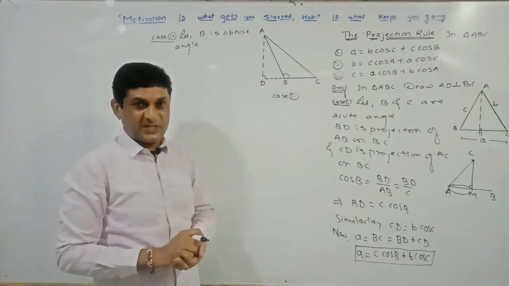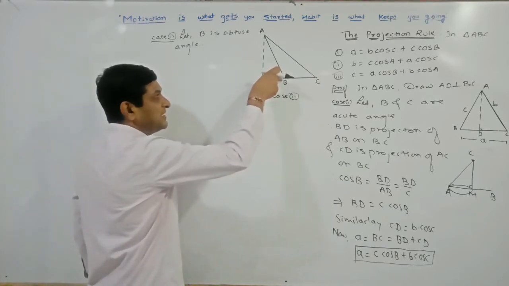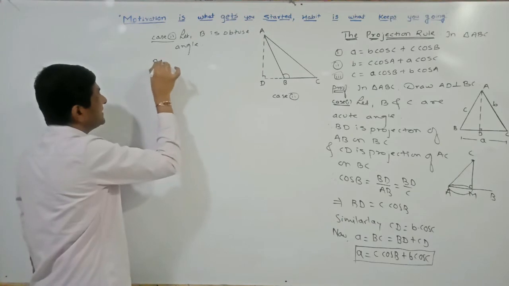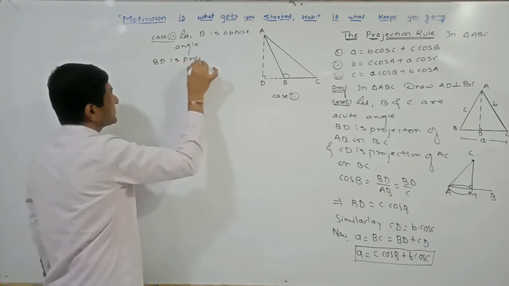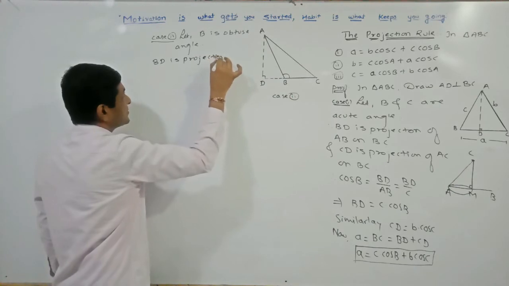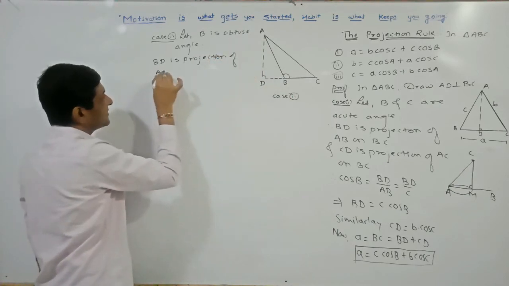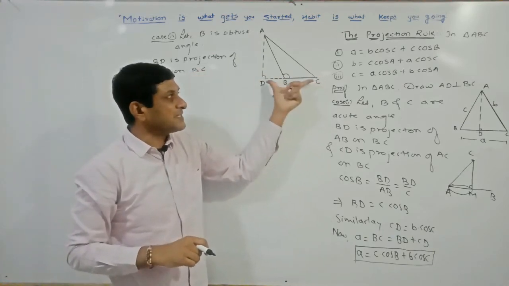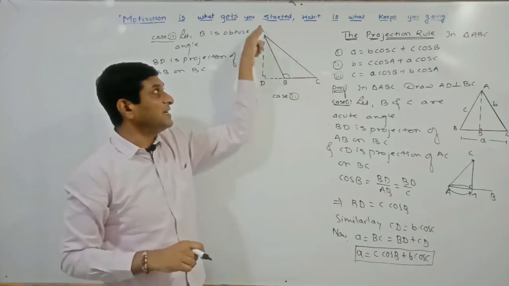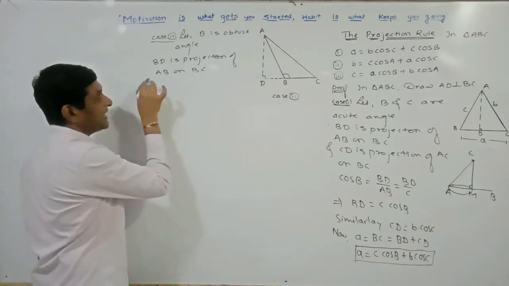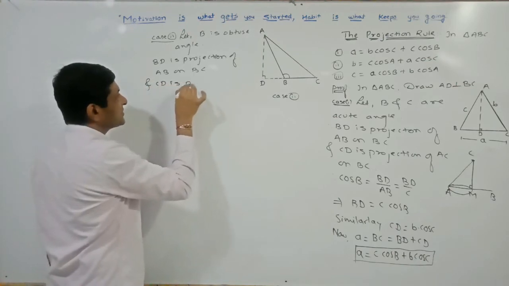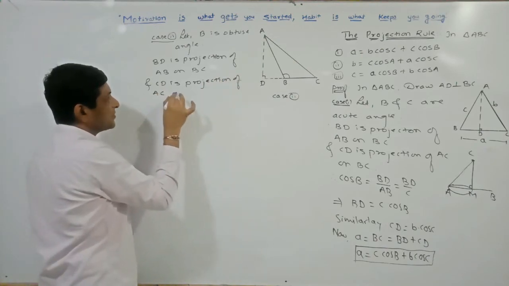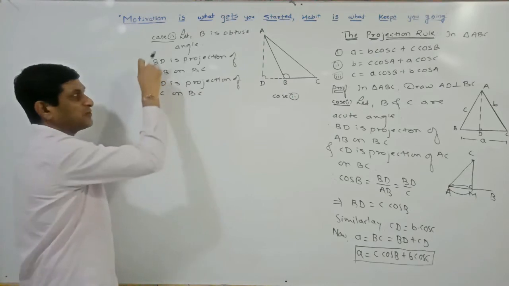Now we are finding the projection. So here can I say that BD is nothing but the projection of AB on segment BC? So here BD is the projection of AB on BC. And here we can also observe that length CD is nothing but the projection of AC on BC. And CD is the projection of AC on BC.